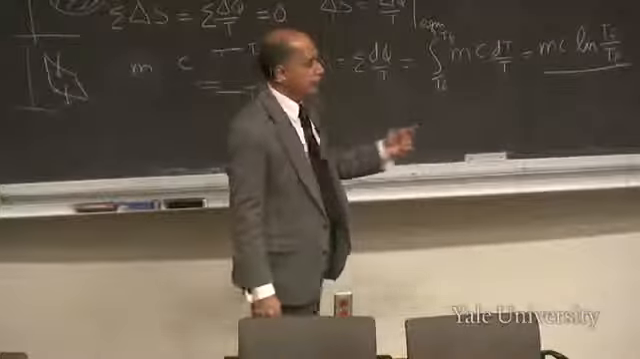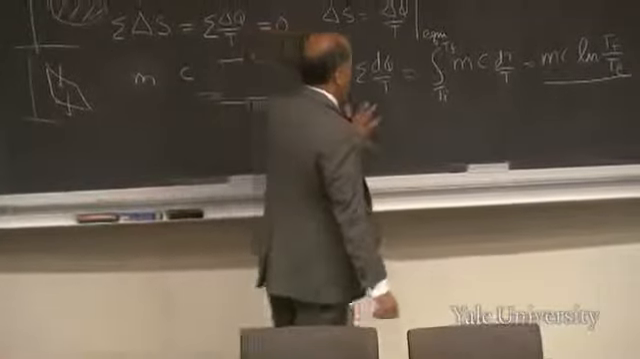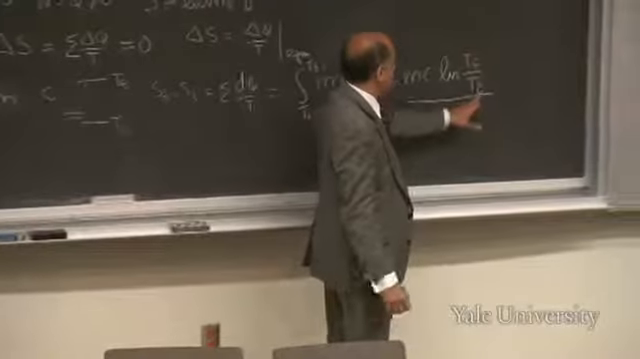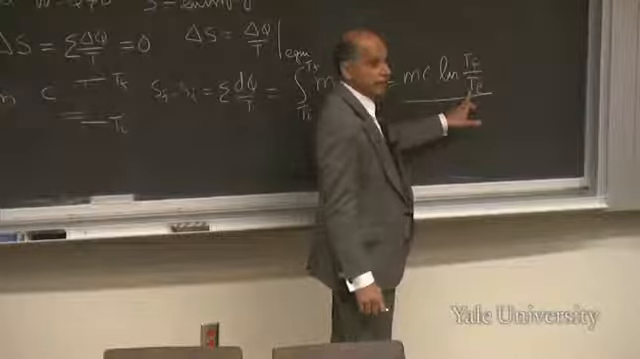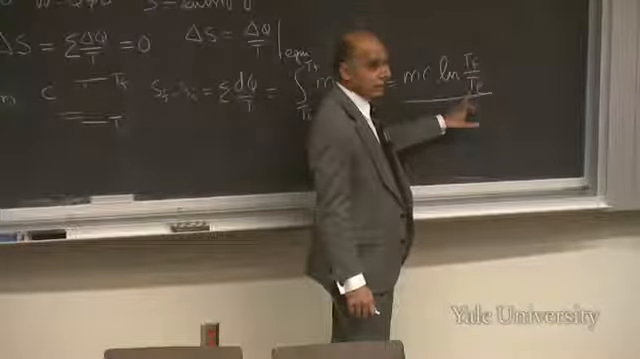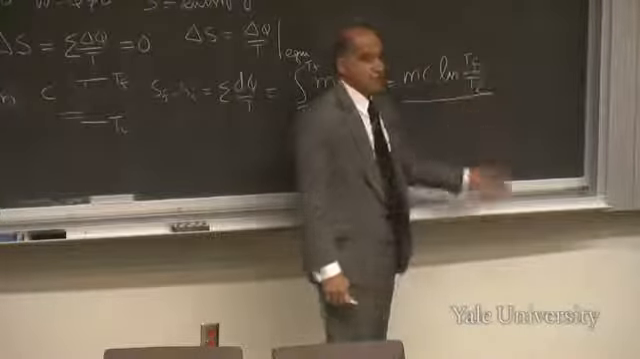If you cooled it from a higher to lower temperature, you can use the same formula, TF over TI, but TF will now be smaller than TI if you cooled it. So log of a number less than 1 is negative, and the entropy change will be negative.